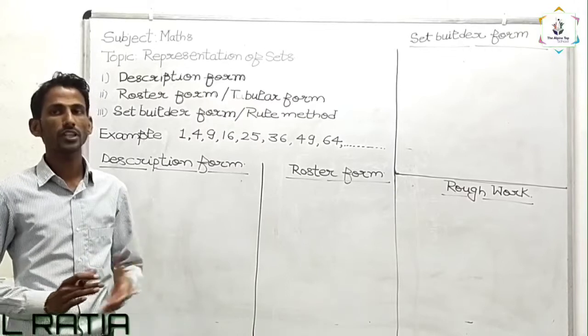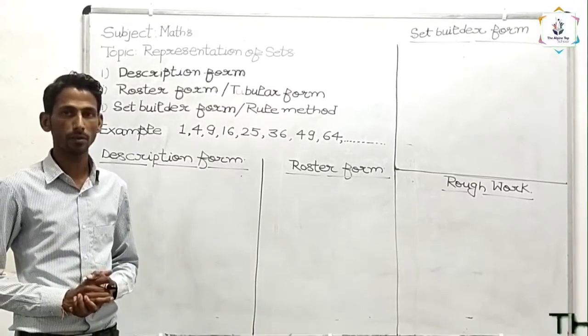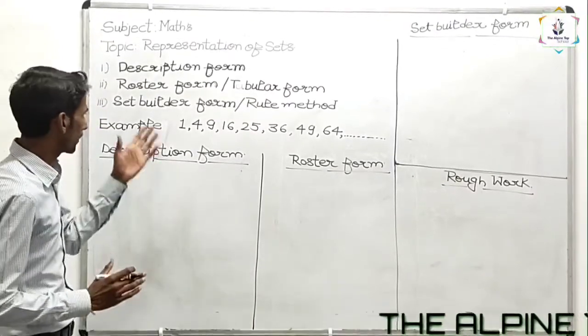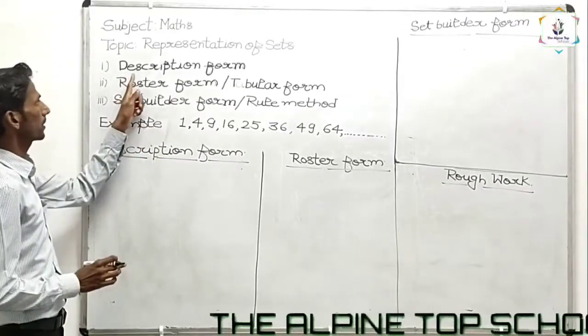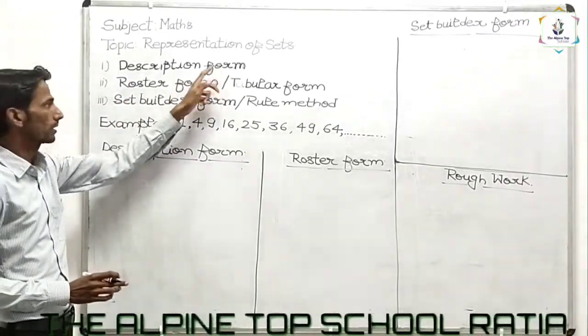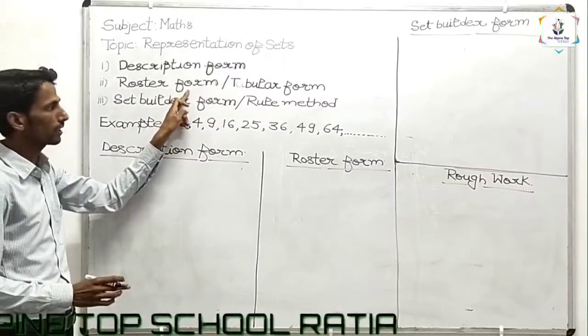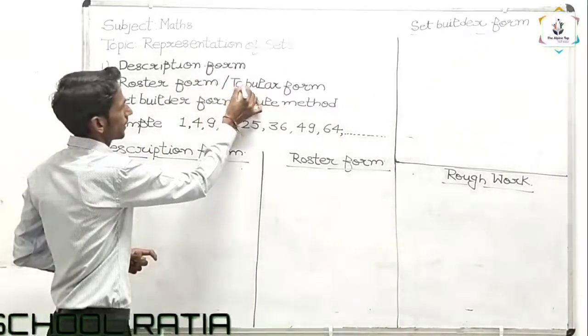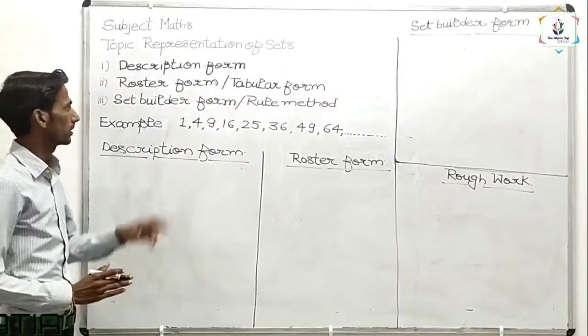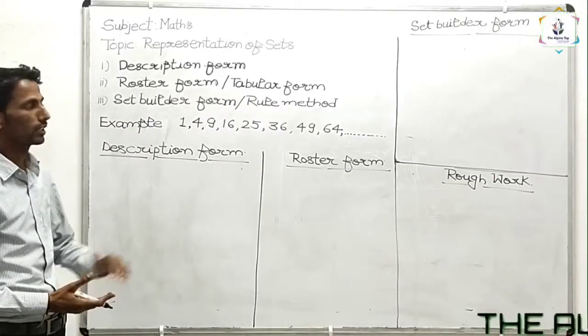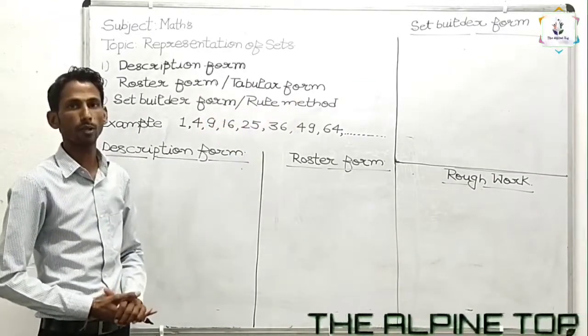Dear students, there are three forms by which we can represent the set. Naming, I am going to tell. The first one is the description form. The second form is the roster form. Another name of this form is tabular form also. The third method is the set builder form. Another name of this is the rule method.